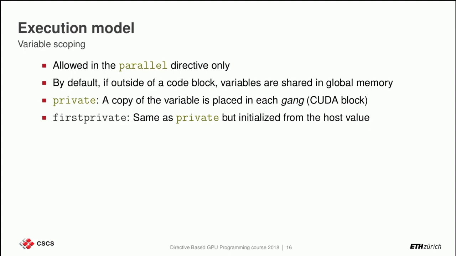Okay, so now what about the variables? It's only relevant for the parallel construct, and by default, if a variable is defined outside a parallel region, then it is shared among all the gangs, effectively meaning that this should reside in the global memory. It's to give you an understanding of also performance implications. However, if a variable is private, then it is placed inside each of the blocks in gangs. That effectively means that it could be either in the shared memory or in a register or something, depending on the compiler. First private, again, like OpenMP, same as private, but takes the initial value from the host.